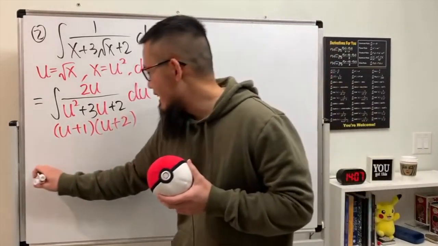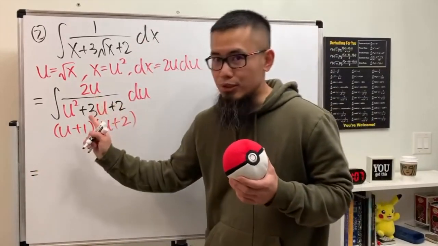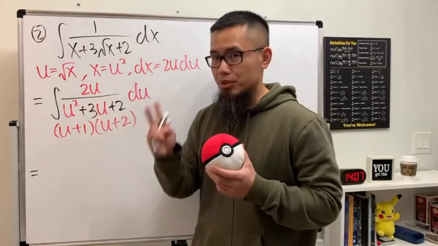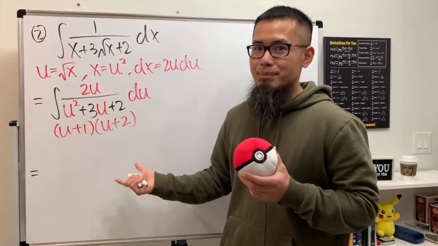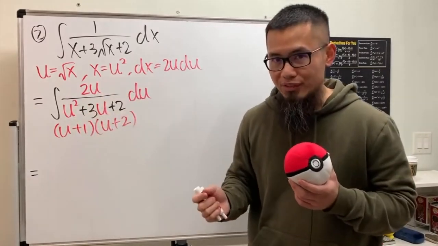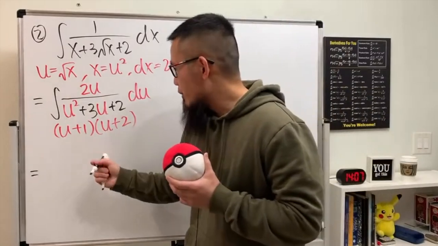And then you can see that, and again, I should have mentioned that because the degree on the top is just 1, and the degree on the bottom is 2, you can do the following. If the degree on the top and on the bottom are equal, then you will have to do long division. So we are going to go ahead and proceed.